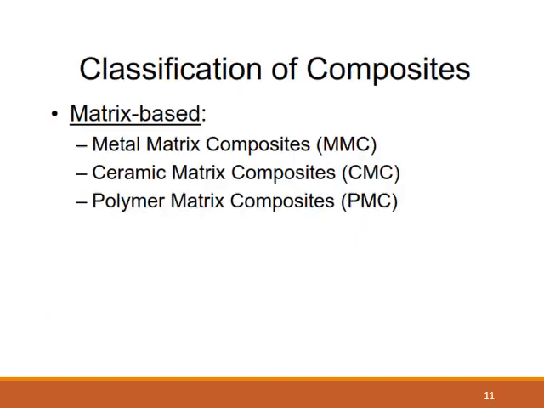So you can also classify a composite material based on the matrix that makes up the composite material. So this is very simple. If the matrix in a composite is metal, then that's a metal matrix composite. If the matrix is a ceramic material, you have a ceramic matrix composite. And if the matrix is a polymer material, you have a polymer matrix composite.